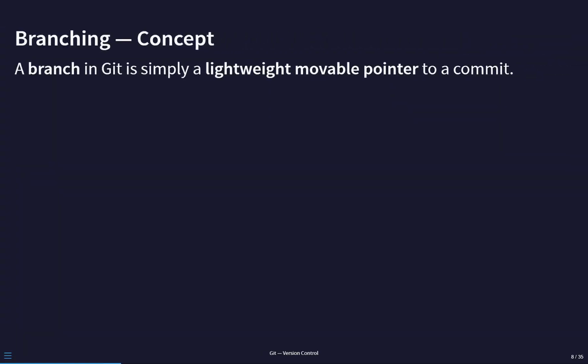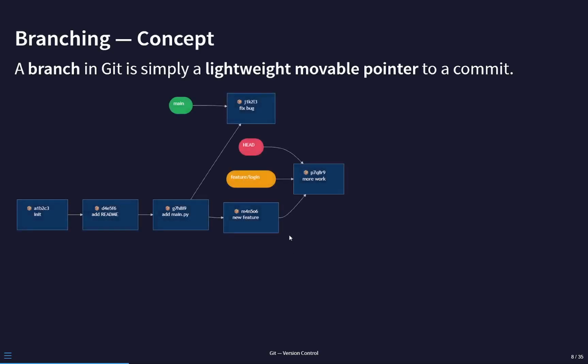Next, branching is where Git really shines, and it is important to understand what a branch actually is under the hood. A branch in Git is not a copy of your code. It is simply a lightweight movable pointer, a text file containing a single commit hash.